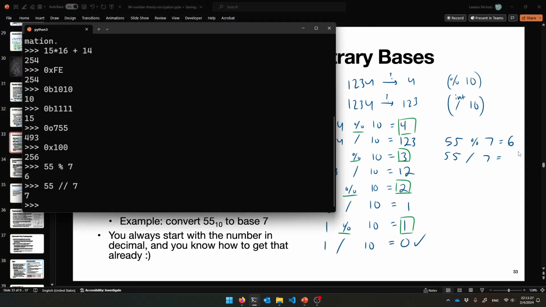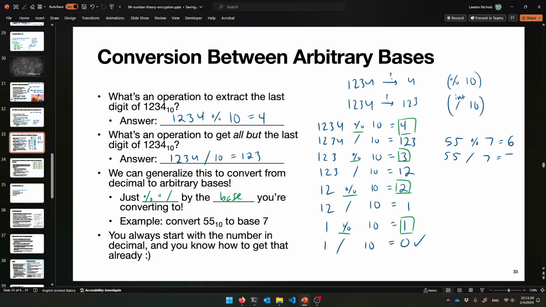That's two slashes in Python. So that gives you 7 back. And so now we need to convert 7 to base 7, and then we'll be done. Tack a 6 at the end of it, all right? So, what's the rightmost base 7 digit of the number 7?